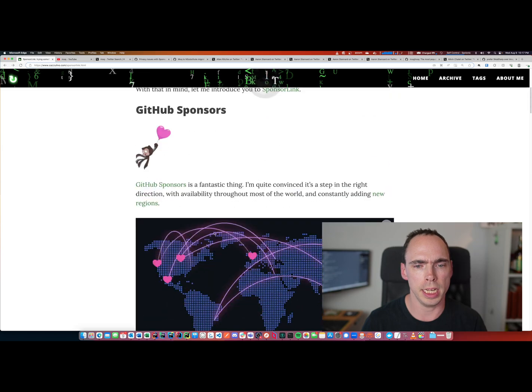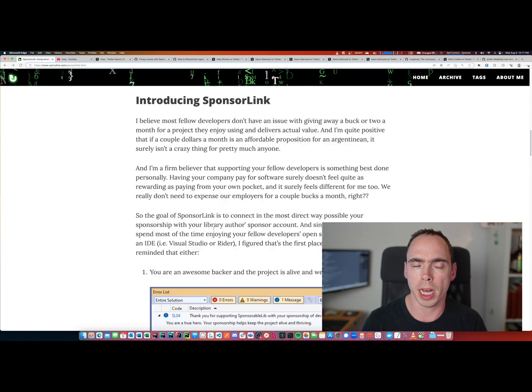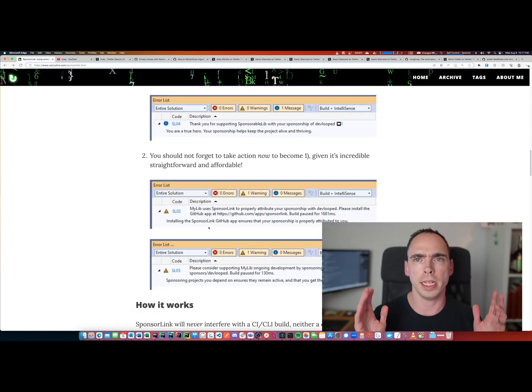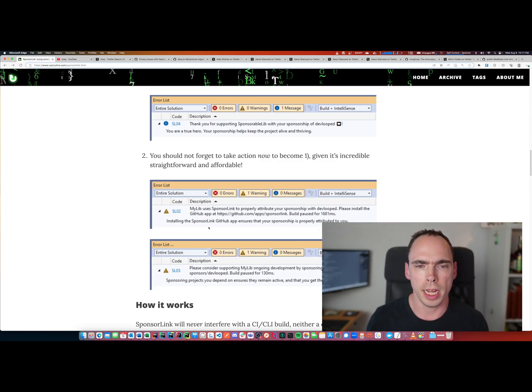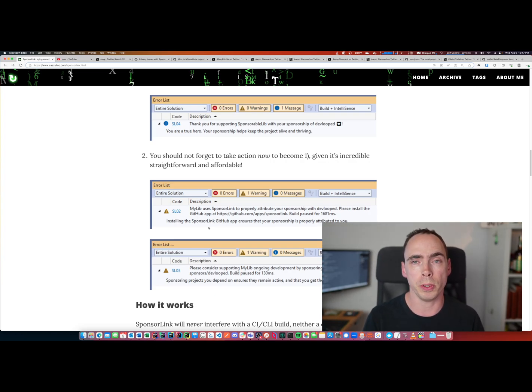Sponsor Link is a creation of the author of mock, and essentially what it does is it takes the email address in your Git config and it hashes it and sends it up to a server to determine whether or not you're a GitHub sponsor. And the goal ultimately was to encourage people in the build errors, no less, to become a sponsor of Mock.